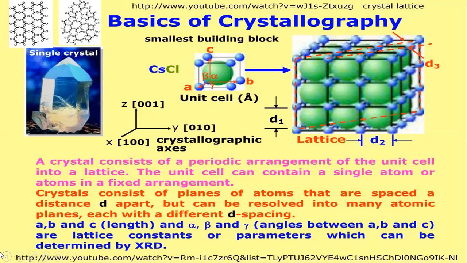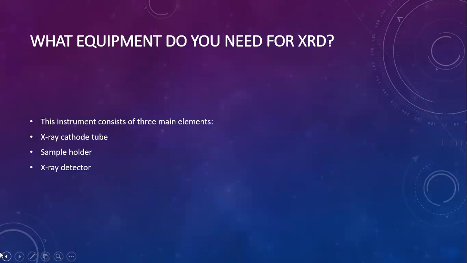and lattice constants or parameters which can be determined by XRD. Now, what equipment do you need for XRD? The instruments required are an X-ray cathode tube for the production of X-rays, a sample holder, the powdered or any form of the samples which are going to be studied through XRD, and in the end the X-ray detector.